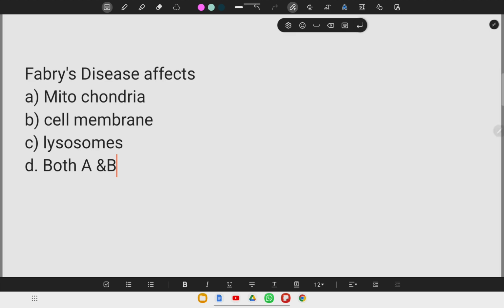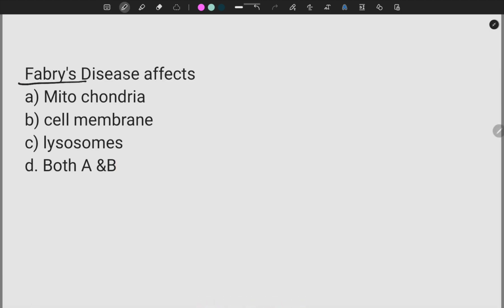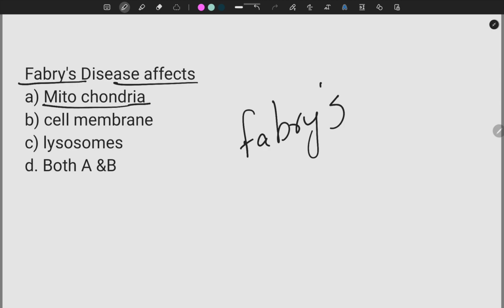The next one is Fabry disease. Fabry disease affects which of these: mitochondria, cell membrane, lysosomes, or both A and B? Which one is the right answer? The right one is option C, the lysosome.